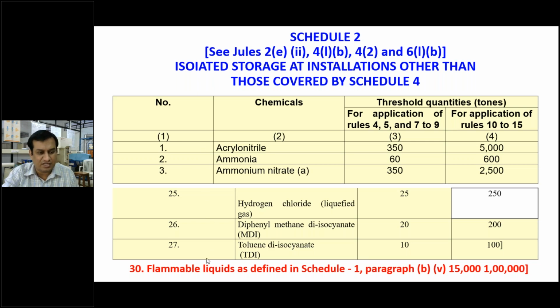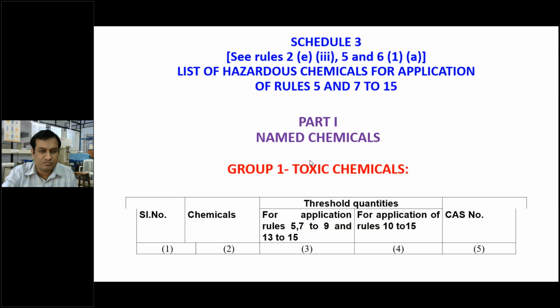And likewise, there are 30 chemicals listed in this schedule 2. Then schedule 3, reference rules 2(e), 3, 5, 6A, 1A: list of hazardous chemicals for applications. So here the list of hazardous chemicals is given for applying. These chemicals are listed for rules 5 and 7 to 15.